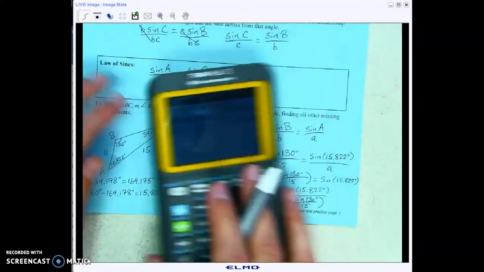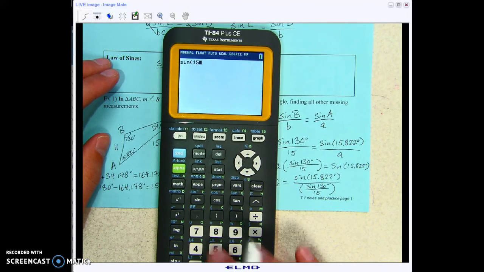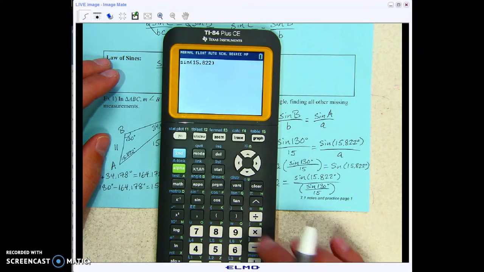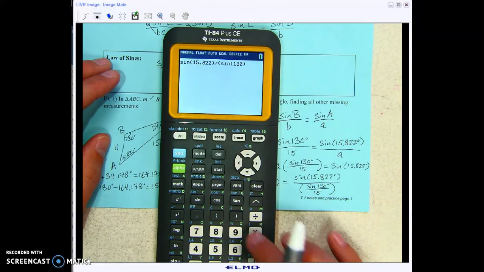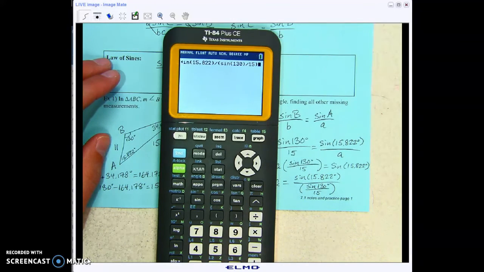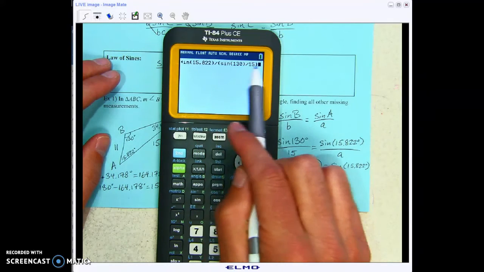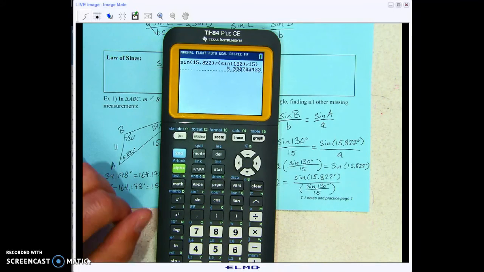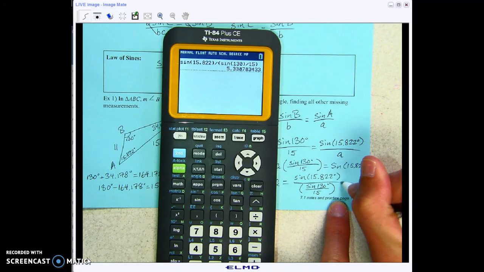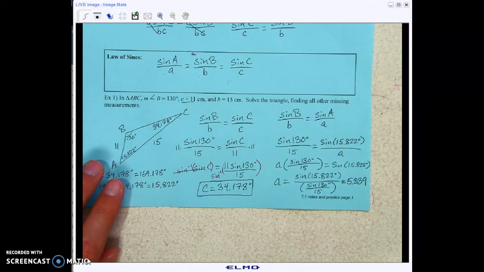And what do we get? Let's see what our calculator tells us here. We're going to get the sine of 15.822 divided by parentheses the sine of 130, close those parentheses, divide that by 15, and then close off those parentheses. Notice how I have one thing divided by this fraction, where that entire expression is closed off in its own set of parentheses. And let's see what we get. We get that a is equal to 5.339.